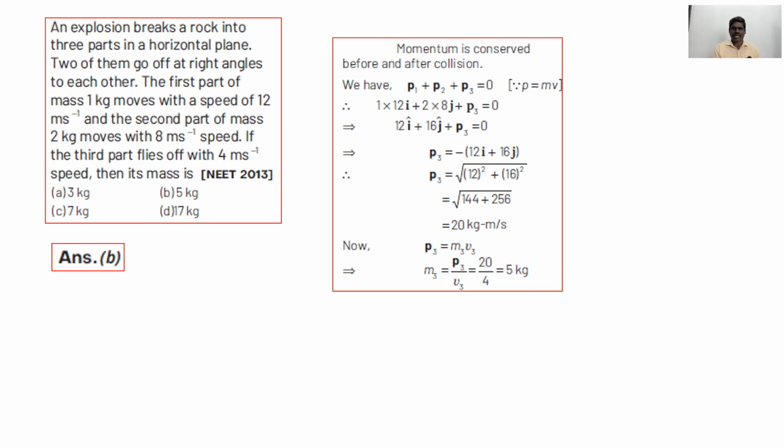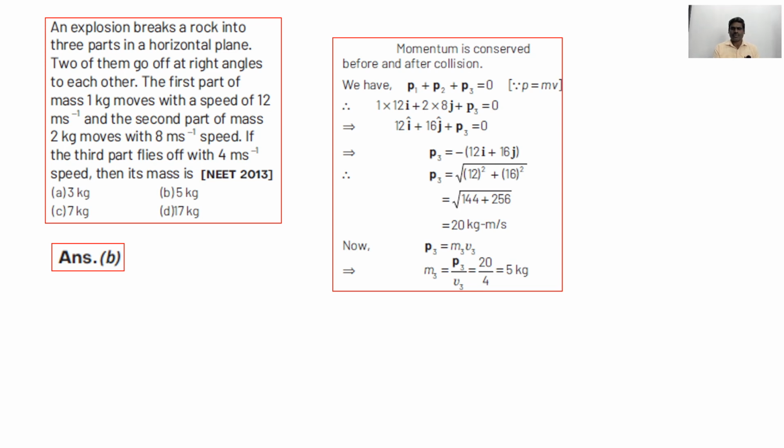So 16j plus P3 equals 0. 12i plus 16j plus P3 equals 0. Then P3 equals minus of 12i plus 16j. And here we want to find the magnitude only. So P3 equals square root of 12 square plus 16 square. Then 12 square is 144, 16 square is 256, it gives 400.